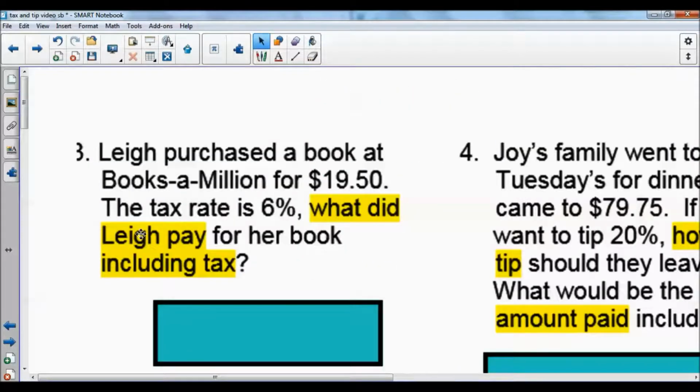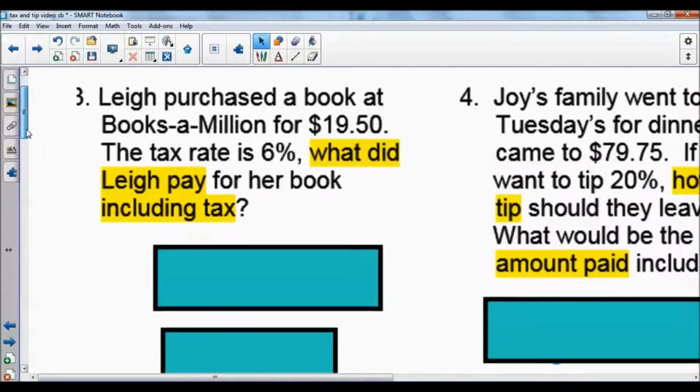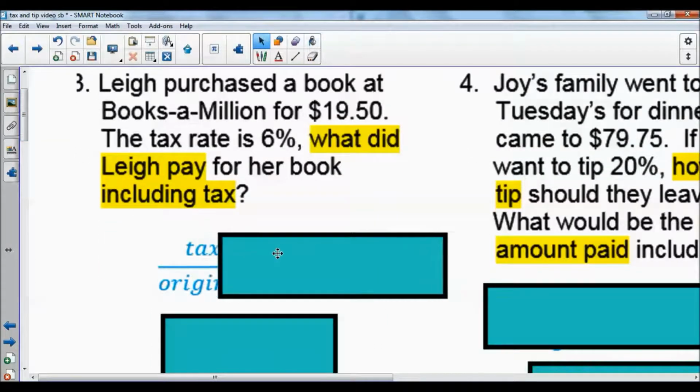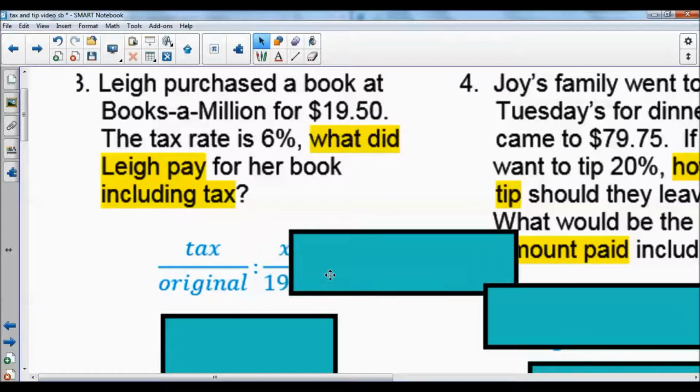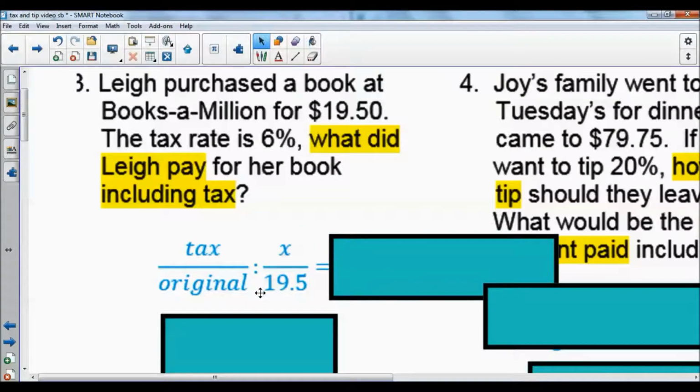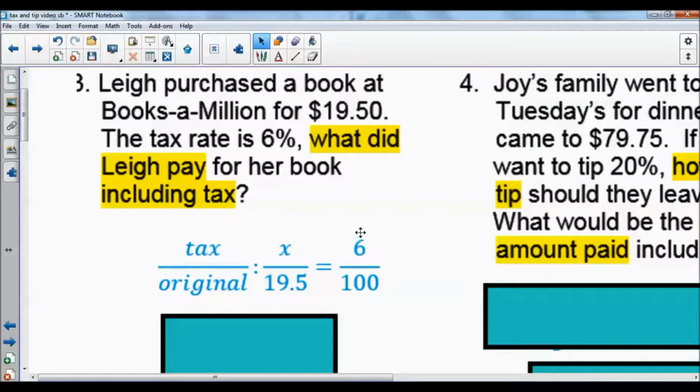Next, we're going to go on to number 3. Lee purchased a book at Books A Million for $19.50. The tax rate is 6%. What did Lee pay for her book, including tax? Okay, so here we're looking at the tax out of the original. So we don't know what the tax is, right? So that's going to be our x over the original of $19.50. And then our tax rate is 6%, so we're going to put 6 over the 100.